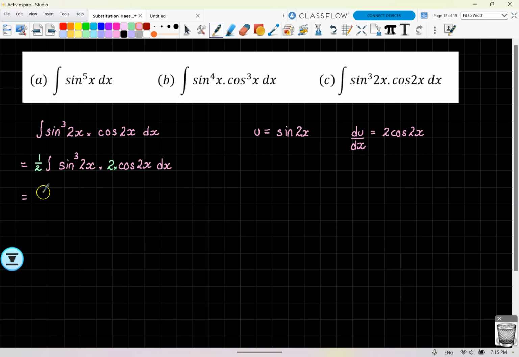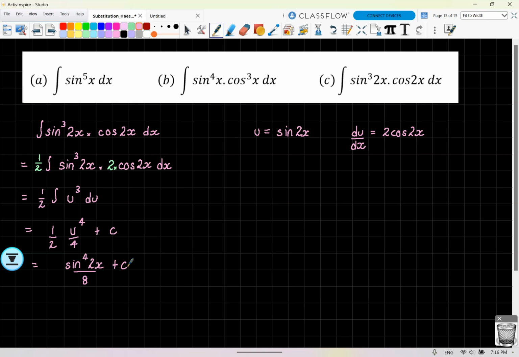Okay, so not changing anything there. Technically, I'm just timesing by 1 overall. So that now becomes 1/2. Now, we're saying let u be sine 2x, so this becomes u cubed. And then 2 cos 2x is the du by dx, so I'm integrating with respect to u. And this one is easily able to finish off now. So u to the 4 over 4 plus c, and therefore 1/2 times 1/4, that gives me 1/8, so it's going to be sine to the 4 2x over 8 plus c.